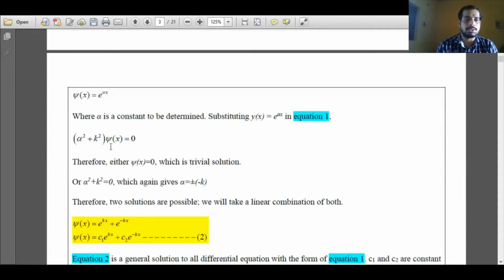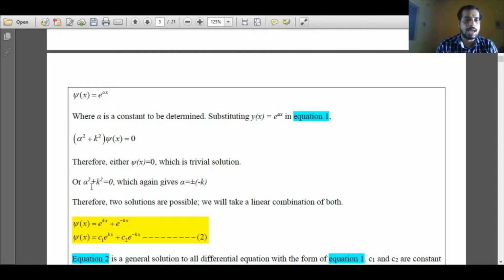In this equation the right hand side is 0. So there are two possibilities, either psi x is equal to 0 or alpha square plus k square is equal to 0. Now psi x cannot be 0 because if the wave function is 0, this is a trivial solution, meaning the particle is non-existent within region 2. But we are saying that the particle exists within region 2, so psi x cannot be 0.